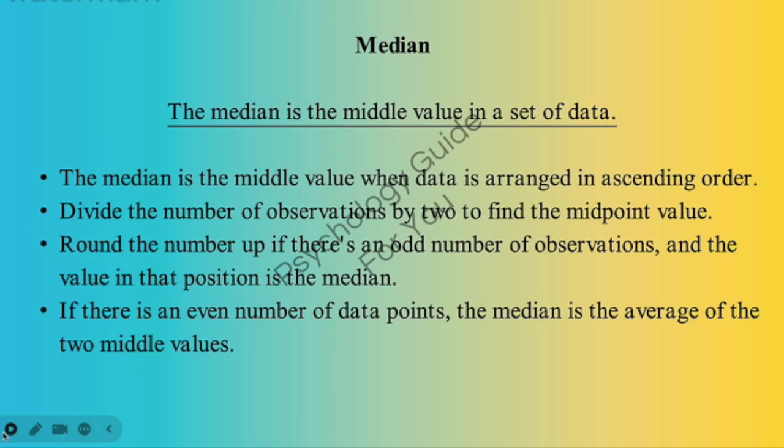The second one is median. The median is the middle value when data is arranged in ascending order. If there is an even number of data points, the median is the average of the two middle values.